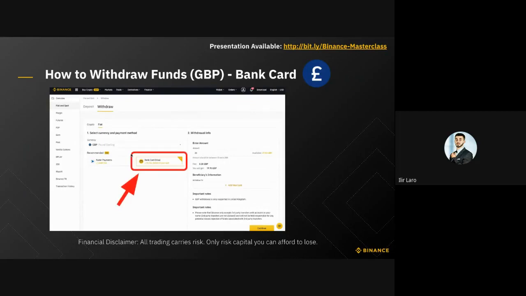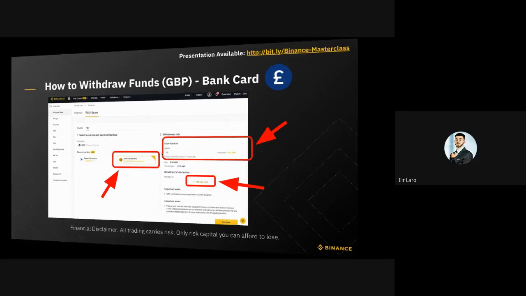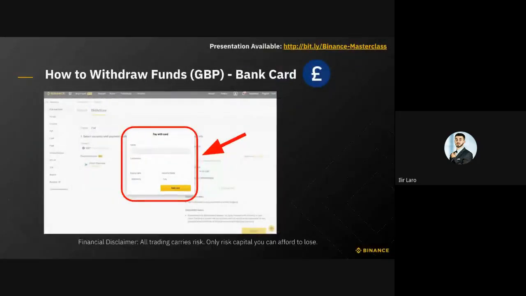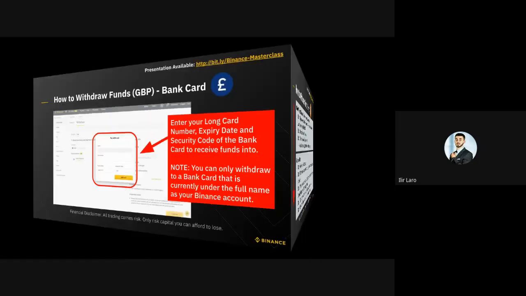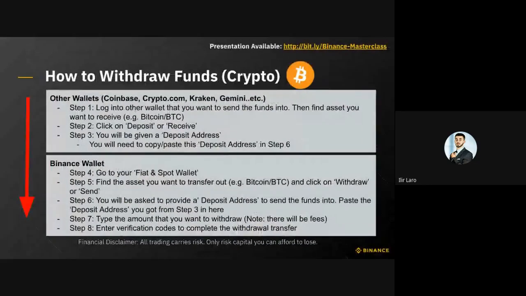The same process applies to withdraw funds to a bank card. Instead of clicking faster payments, you click on bank card. You type in the amount. You click add a new card. You'll be given a pop-up to enter your card number, your expiry date, and your security code. Similar to the bank transfer, you can only withdraw to a bank card that is currently under the same full name as your current Binance account. And that's pretty much it in terms of the fiat withdrawal.